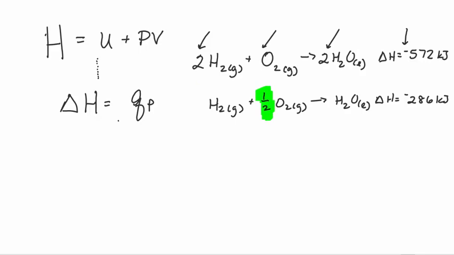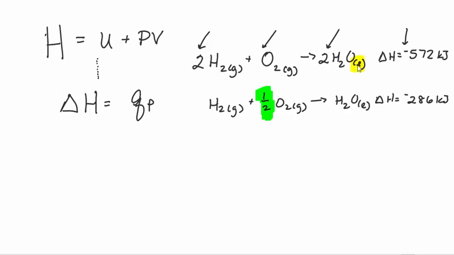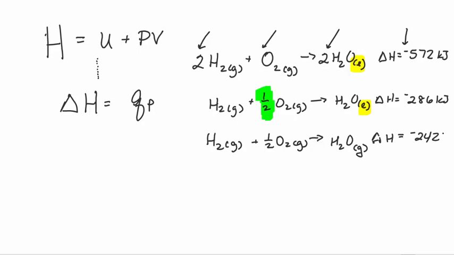Now delta H is dependent on the phase of matter. So what I want to call your attention to is liquid water. We could also have gaseous water. So if I have gaseous water, if the conditions are appropriate for that, I still have the same reactants, but then I have a gas here. My delta H is different. We'll get into that further later, but my delta H is negative 242 kilojoules. So you have to pay attention to the phase of matter as well as the moles of your reactants and products.